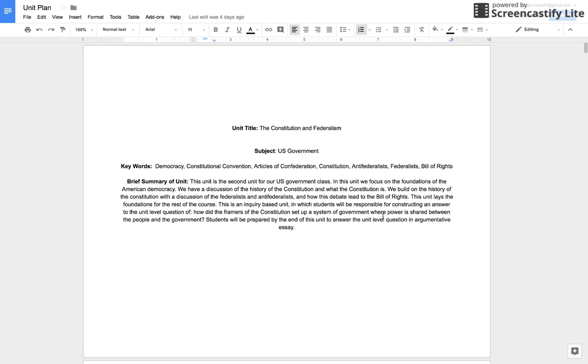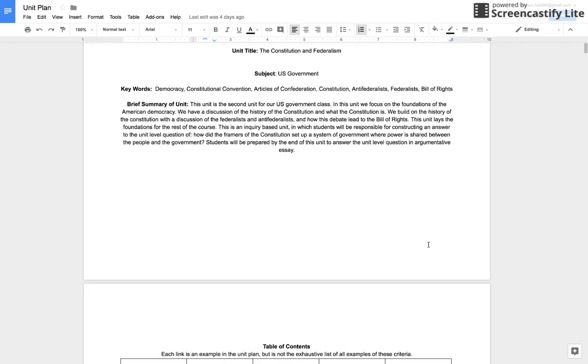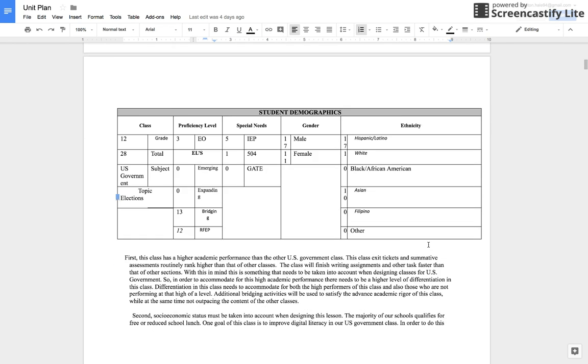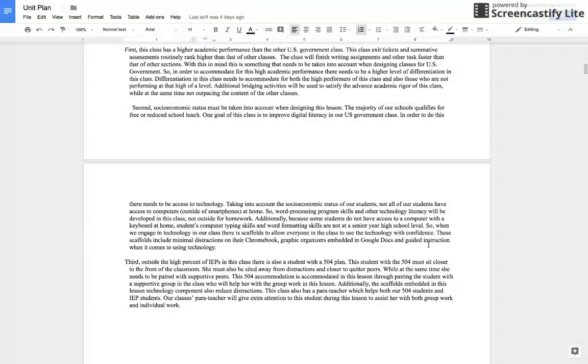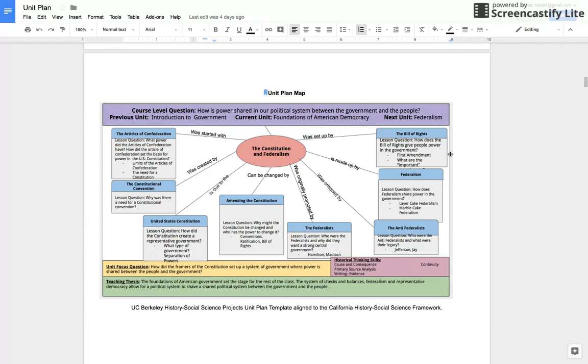I'm first going to go over a brief introduction to the unit that I made, and then show off some parts I find that are most interesting about this unit. So this unit is an inquiry-based unit in which students aim to answer the unit level question by the end of this unit. If we scroll down, we can see the student demographics. And continuing to scroll, we can see a unit level map.